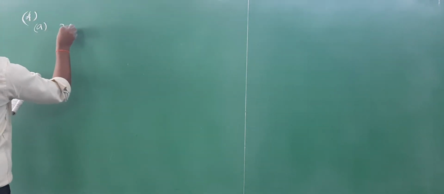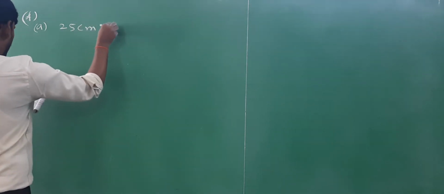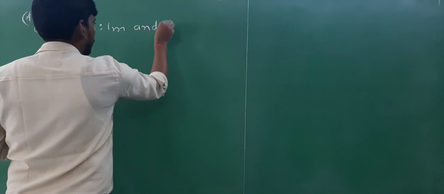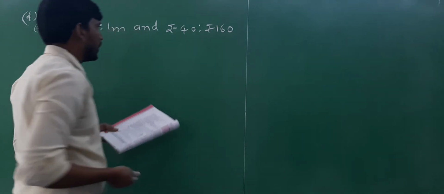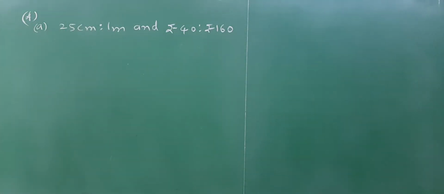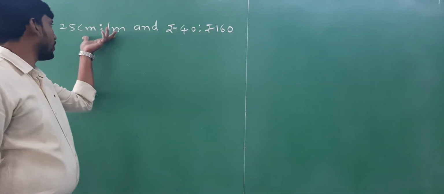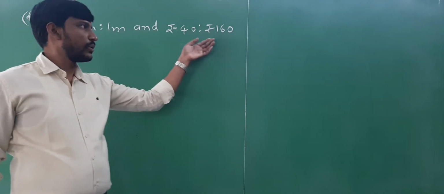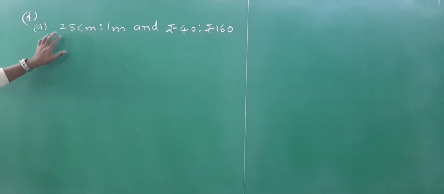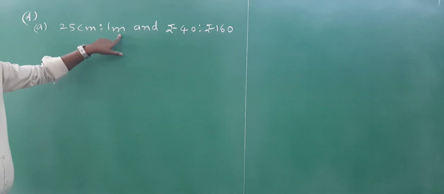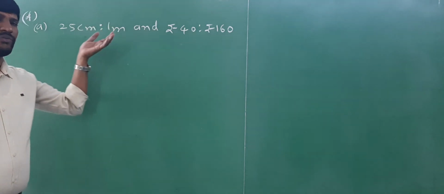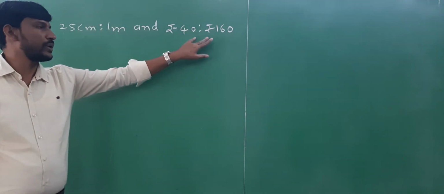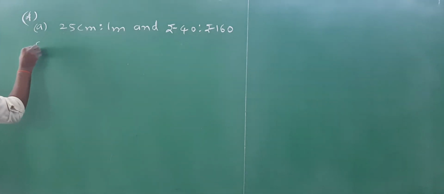That is 25 centimeters is to 1 meter and rupees 40 is to rupees 160. Whether they form a proportion or not, we need to check first of all. We need to find the simplest form of the ratio of the first two and the simplest form of these two. Children, see here in the first bit, 25 centimeters is to 1 meter is given. Both are in different units, so convert 1 meter into centimeters, then find the ratio. And these two are given in rupees only, so we can find the ratio directly.